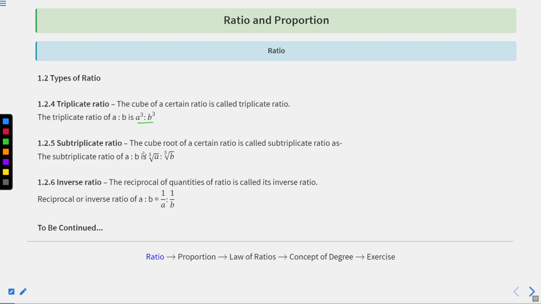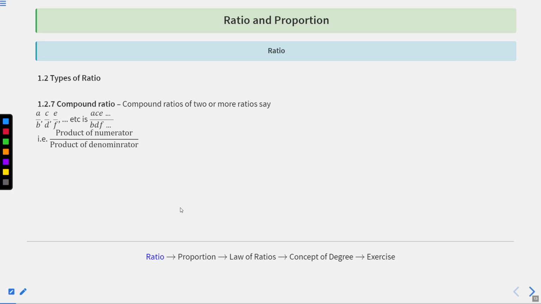And the subtriplicate ratio is the cube root of a certain ratio. For example, if you have A is to B, then its subtriplicate ratio is going to be A to the power 1 by 3 is to B to the power 1 by 3. Inverse ratio. So the reciprocal of quantities of ratio is called its inverse ratio. Reciprocal or inverse ratio of A is to B is 1 upon A is to 1 upon B.